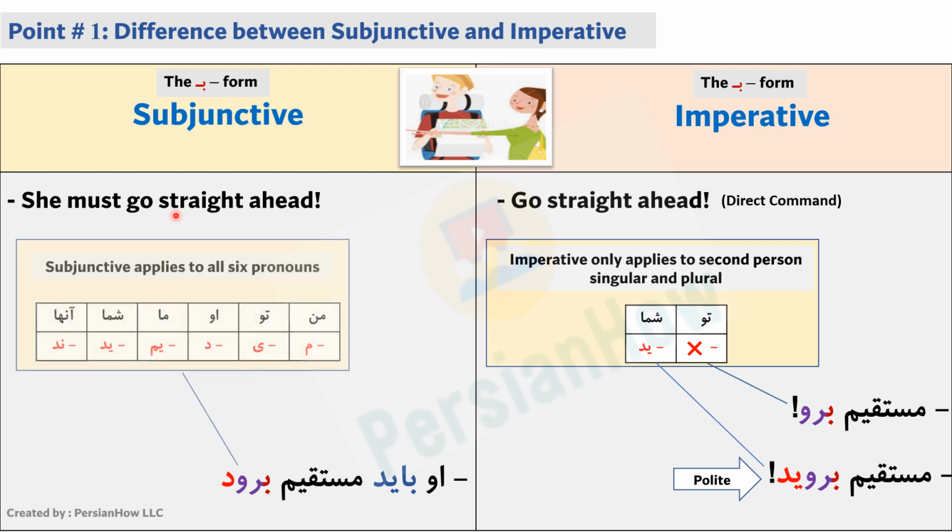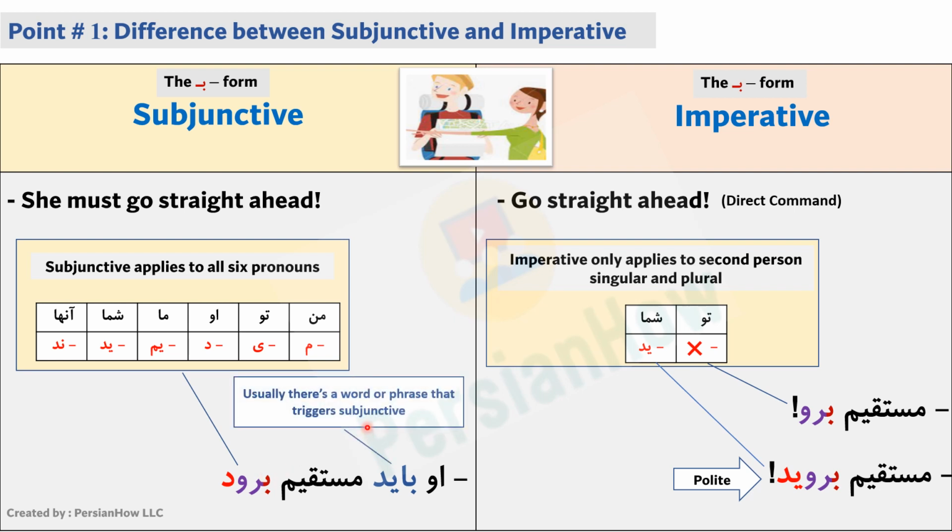But subjunctive, it applies to all 6 pronouns. So we can get any of these conjugations here depending on the subject. For example, او باید مستقیم برود. And there should be a word or phrase or a verb, something that triggers subjunctive. So this one, the conjugation is for او, third person singular. This one, the conjugation is for شما. Or this one, just no conjugation. But as you can see, they are formed the same. Both of them, they get be attached to the present stem. But again, they function differently, so it's important to note their difference.